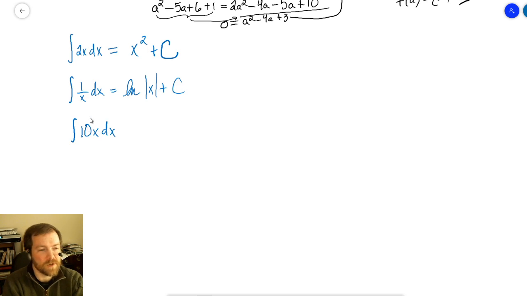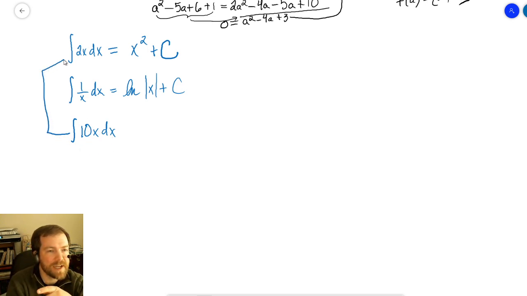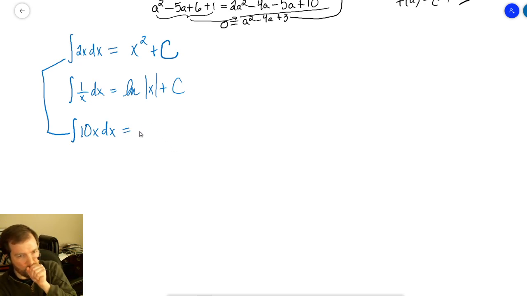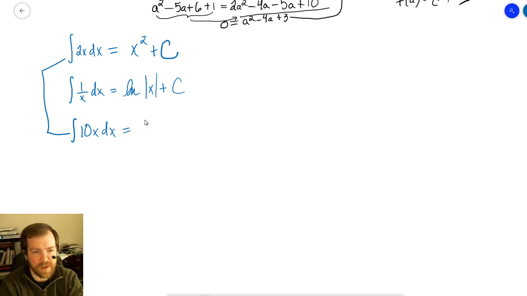Okay, so what we can do here is we can say, well, this one follows the exact same protocol as that one up there. It has the same form. It's not exactly the same, but it has the same form. Taking the antiderivative of 10x dx, we could say that this is the same thing as taking the antiderivative of 5 times 2x dx.